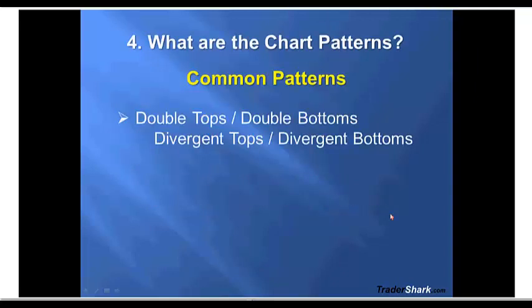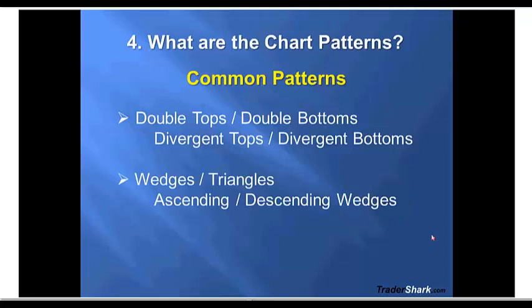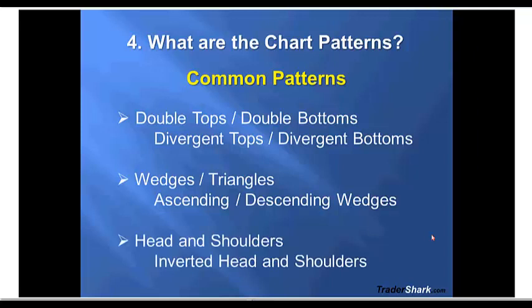Let's look at a couple. Double tops, double bottoms. I don't like those names. I refer to a divergent top, much more appealing to me. Divergent bottom. Again, I can't educate you on the entire trading methodology, but what I can do is give you some ideas, which you can go home and research on your own. Wedges, triangles, ascending wedges, descending wedges. There are about 15 different patterns, and I'm trying to take three basic ones for you to be aware of. Double tops, divergent tops, divergent bottoms, wedges, ascending and descending wedges, and head and shoulders and inverted head and shoulders patterns.